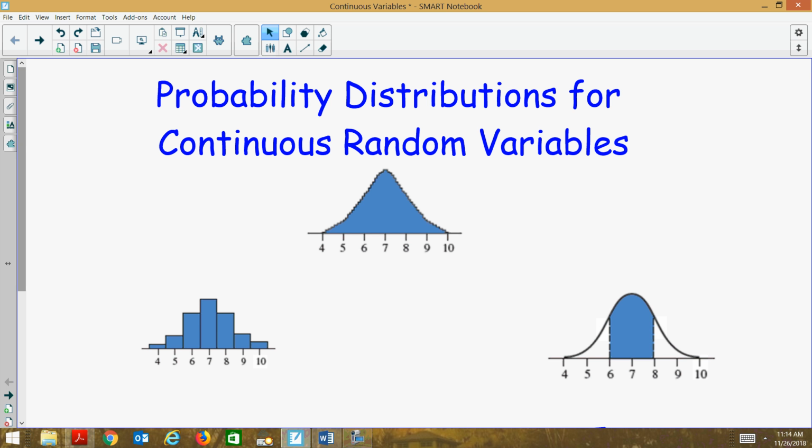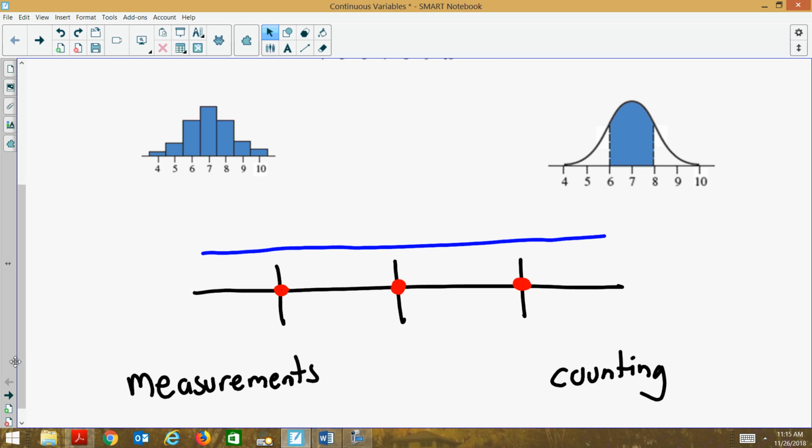We are on the last portion of random variables. This video will discuss probability distributions for continuous random variables. Remember what a random variable is. It is a variable that has a finite amount of values attached to it. We talked a lot about discrete variables, and now we will talk about continuous variables.